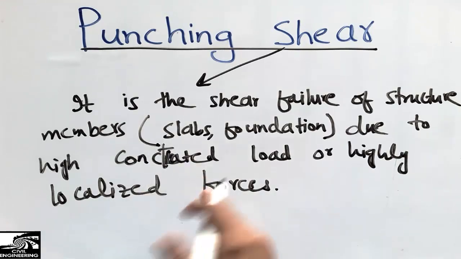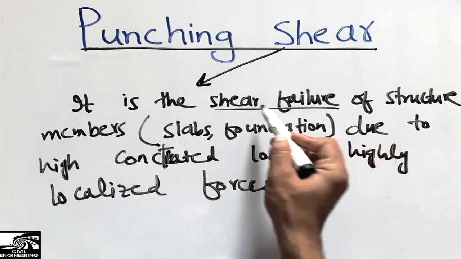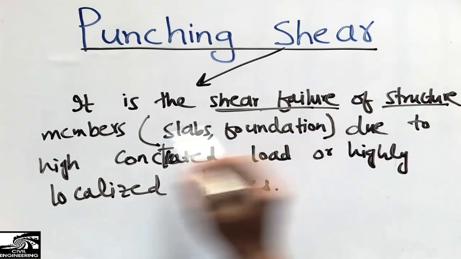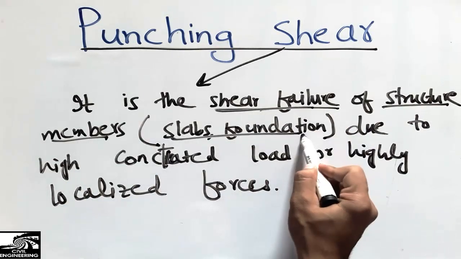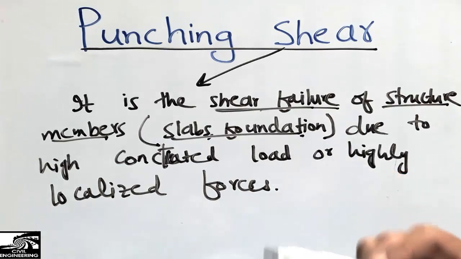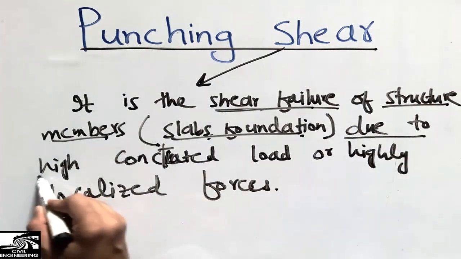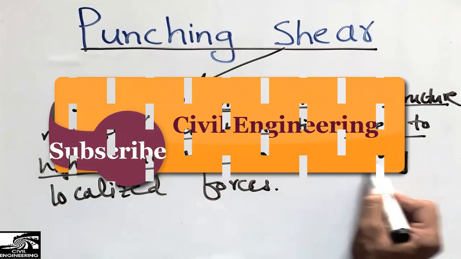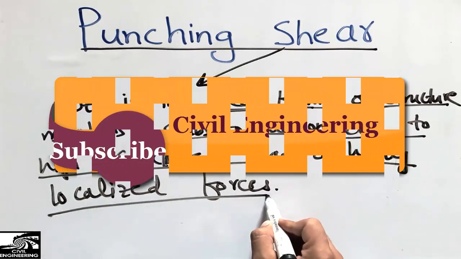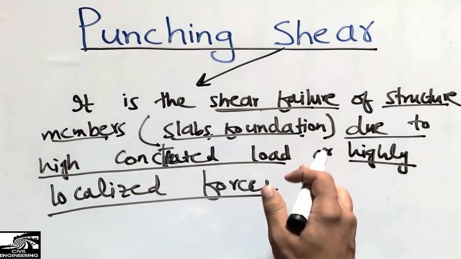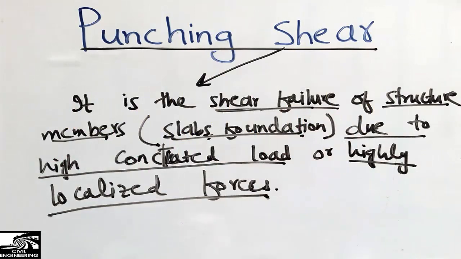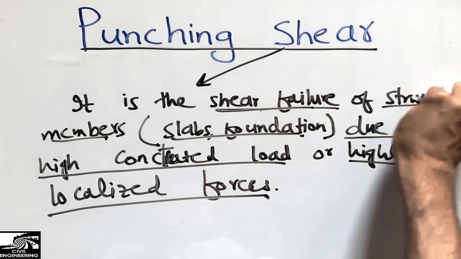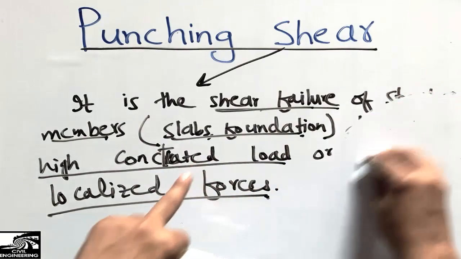What does it mean? It means that it will fail and shear the structures. Which structure? The slabs and the foundations. And what is the reason? Due to the high concentrated load at one point or highly localized forces at one point, this failure will occur and we call it punching failure. How? I will take an example. First of all, the foundation, and then I will explain the slabs with the 3D animation.